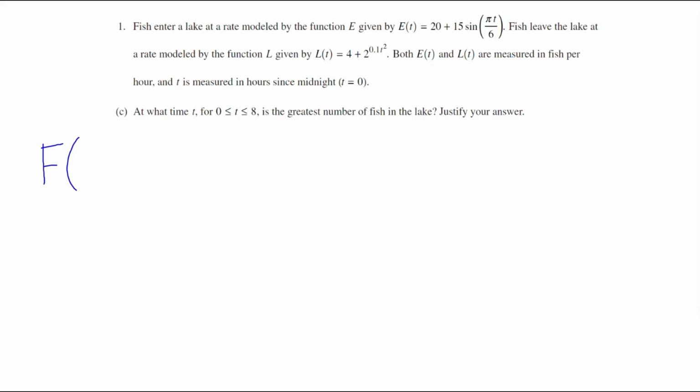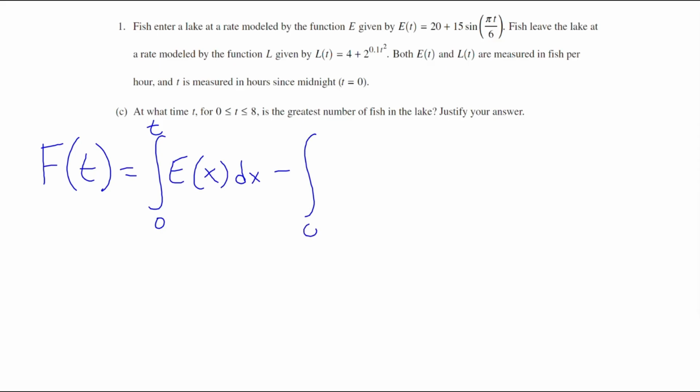So we'll call this f of x is equal to the integral from 0 to whatever x value. We'll call it, in fact, let's do this actually as f of t. We'll call it the fish at any given time period is equal to the integral from 0 to t of the rate at which they enter minus the integral from 0 to t of the rate at which they leave the lake, right? Because if we integrate the rate they enter, that gives us how many have entered. If we integrate the rate they leave, that gives us how many have left. And if we find the difference between that, that tells us how many fish are in the lake.